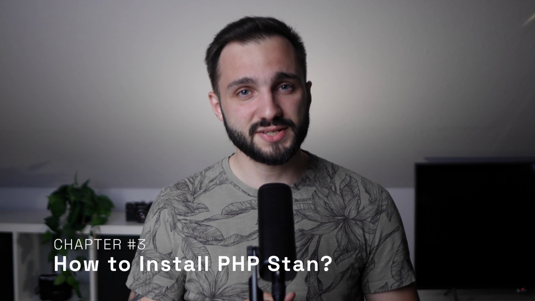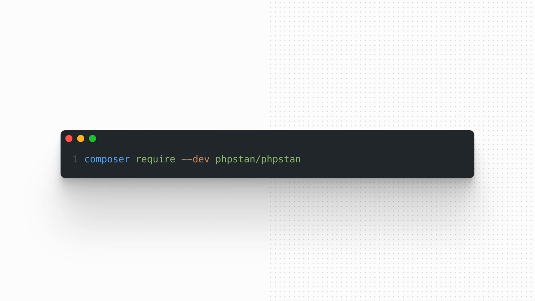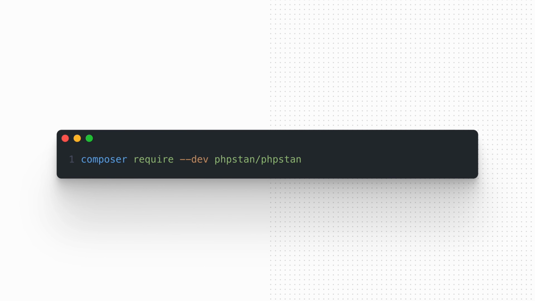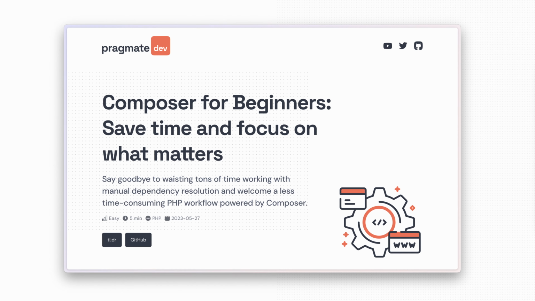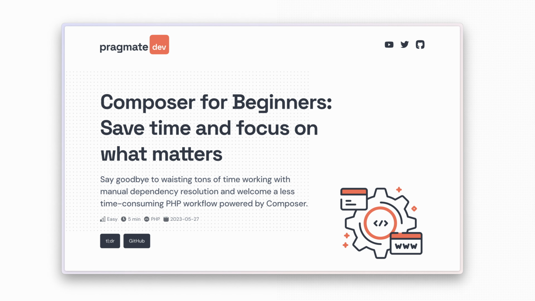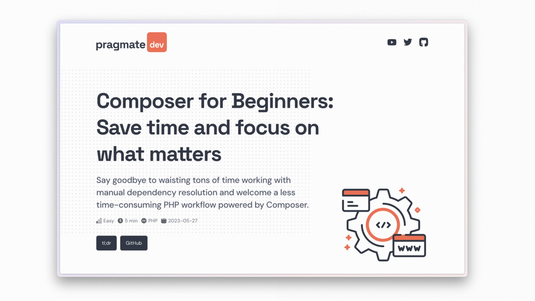How to install PHPStan? The easiest way is to install it by using Composer. Simply navigate to the WordPress root directory in the terminal and run the following command. If you are not yet familiar with Composer, you can refer to the guide to get started. You can find the links in the video description.